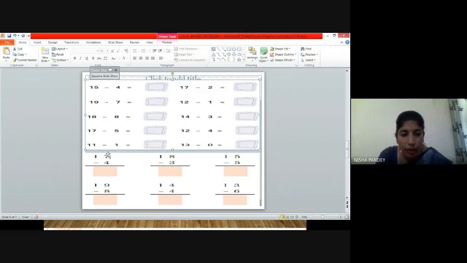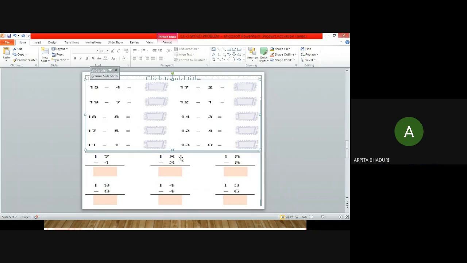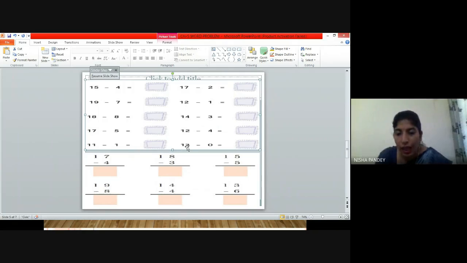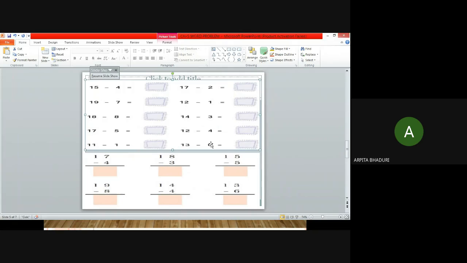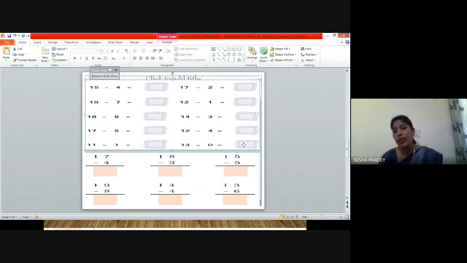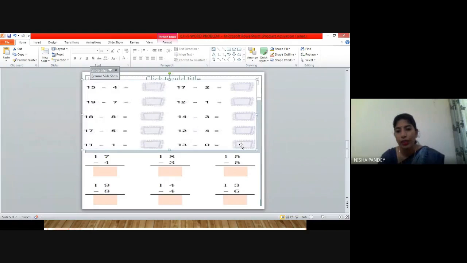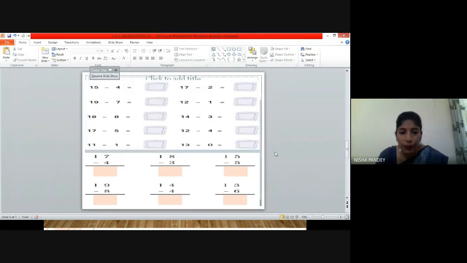Yes. Now 11 minus 1. So just one time backward counting from 11. It is 10. Yes? Now 13 minus 0. So 0 means nothing. Ma'am, that number will come, 13. The same number will come. Means 13 will come. Yes, you're right. Okay.